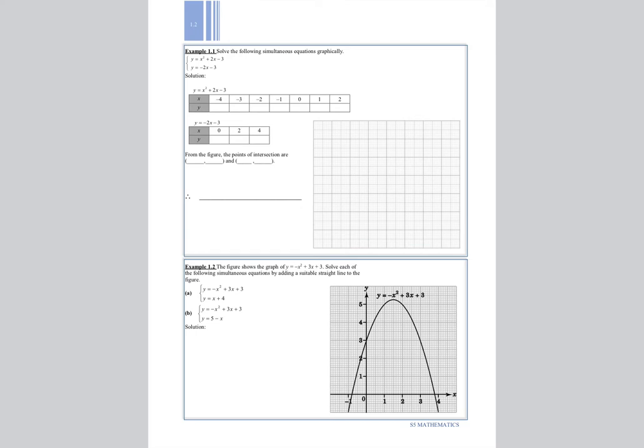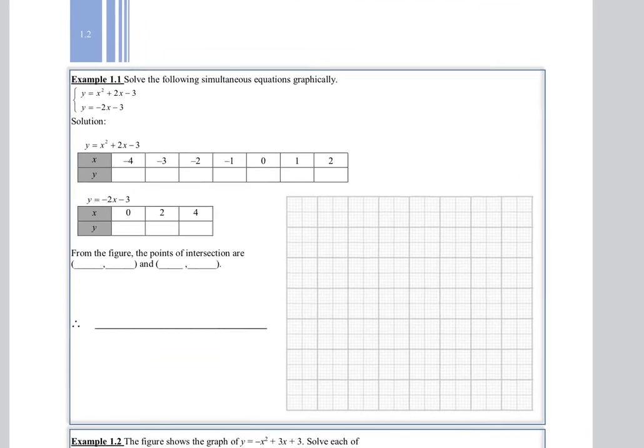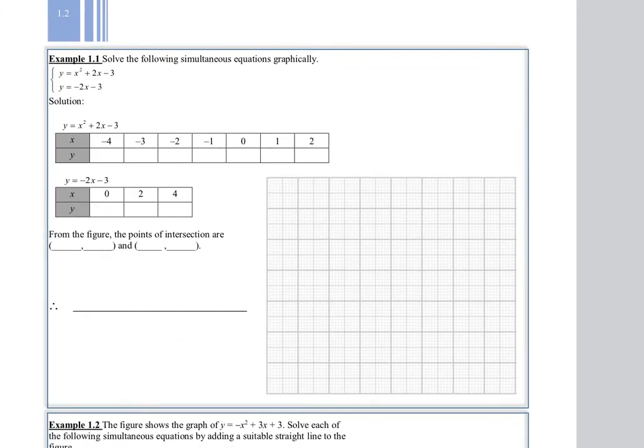So after we have completed the warm-up question, please also try to sketch the graph ourselves like this, and we solve the simultaneous equations graphically again. So let's start with example 1.1.